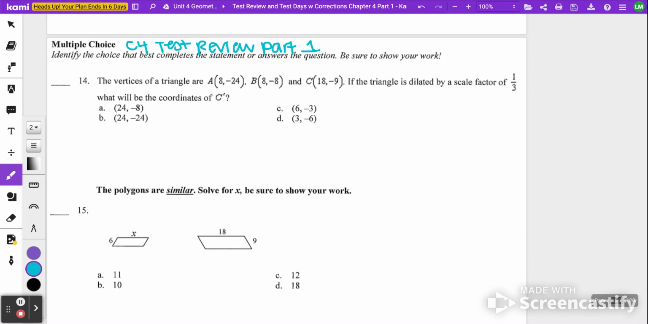Today we're going to talk about our Chapter 4 Test Review Part 1. So this is going to include all of our lessons 4.1 through 4.6, mainly focusing on transformations and similar figures.